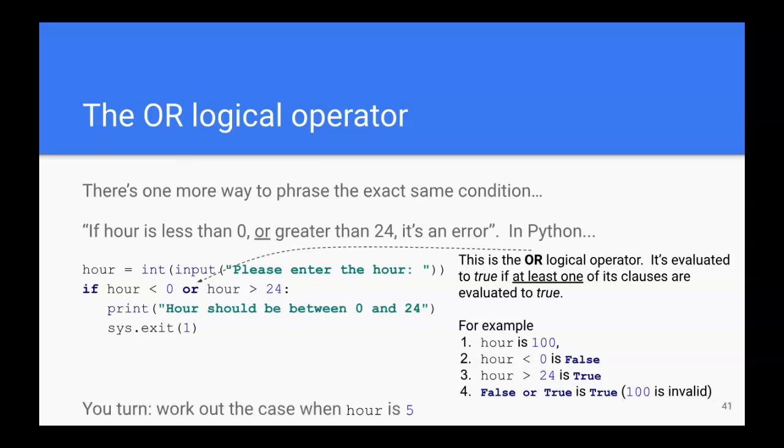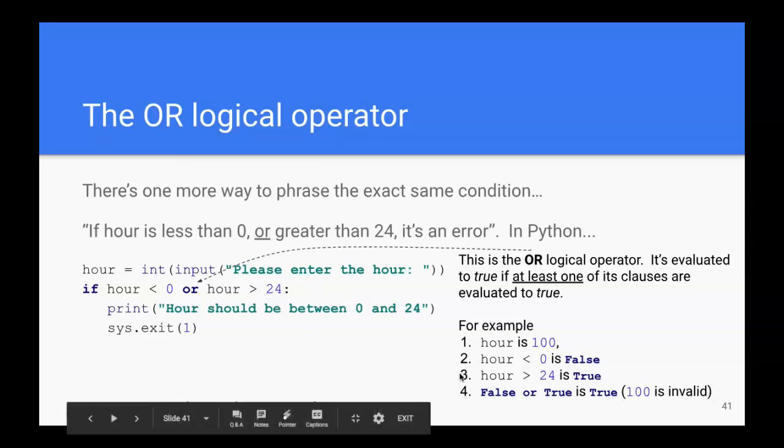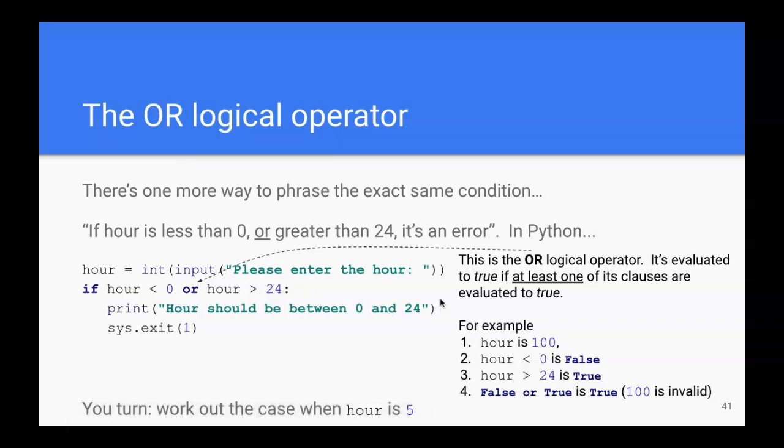And now it's your turn. You should try to work out the case when the hour is 5, and make sure you go through it step by step. The result of this expression when hour is 5 should be false. So go through it step by step, and make sure you come to the conclusion that this is false.